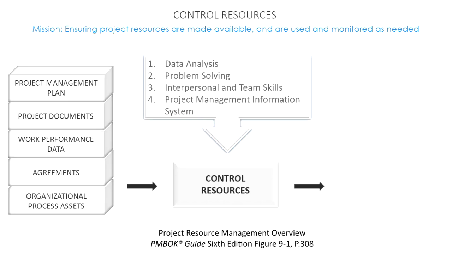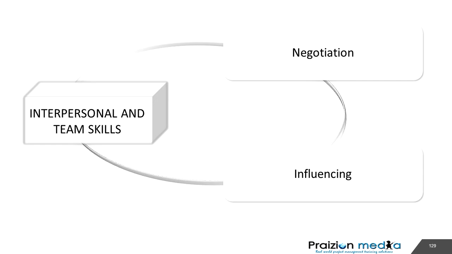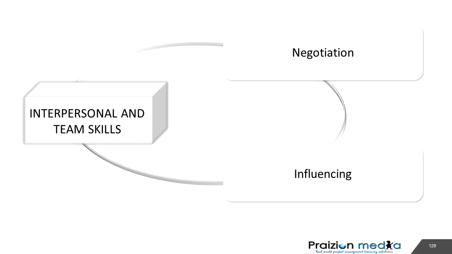The next tool and technique is interpersonal and team skills. Within interpersonal and team skills here, we're talking about negotiating, and this could be negotiating for additional resources, and we also have influencing. Influencing could help the project manager. Remember, leadership is influence. Project management is a hugely leadership-oriented type of job where the project manager should know how to play the leadership and influence cards, right? Let's take a look at our final one here.